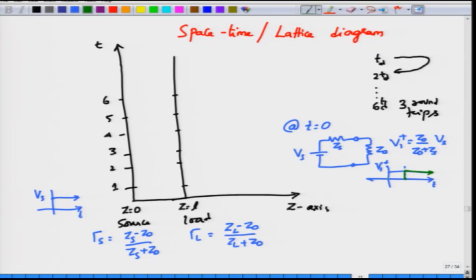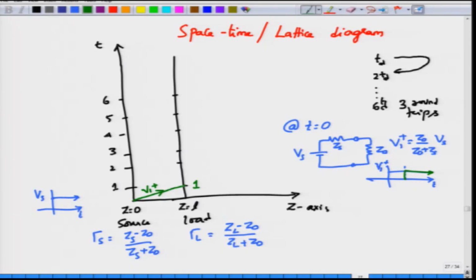What if the load is now, instead of at z equal to L, kept at z equal to L by 2? Then the time delay would reduce from Td to Td by 2. So, you can capture this entire thing by drawing a straight line and marking the voltage value V1 plus starting from z equal to 0, the source, to z equal to L, and these 2 points are marked because the voltage V1 plus will reach the load at t equal to Td.